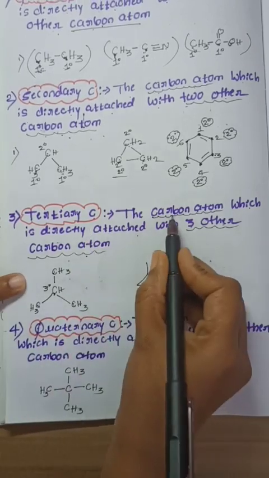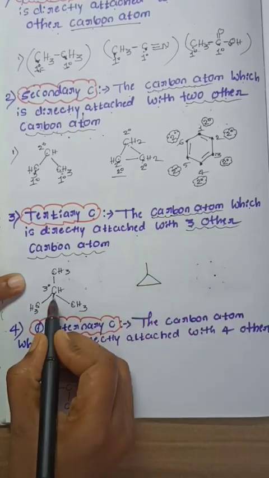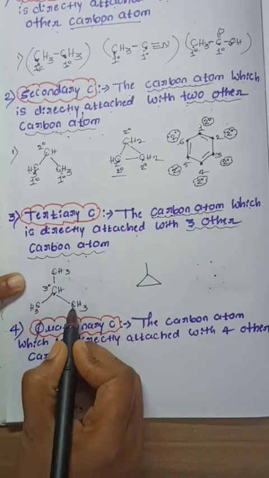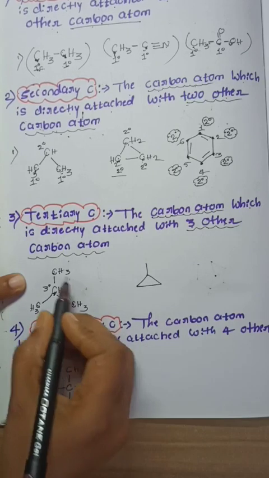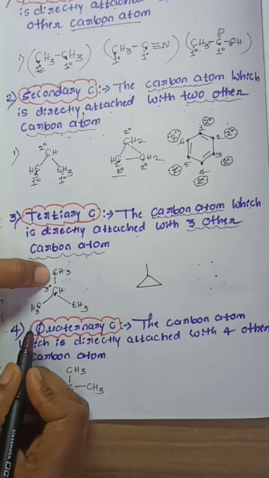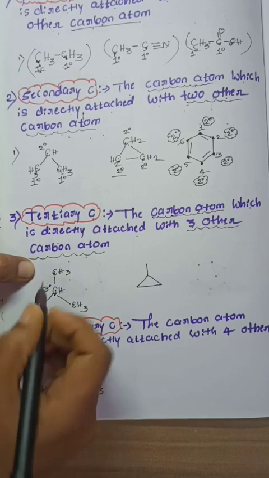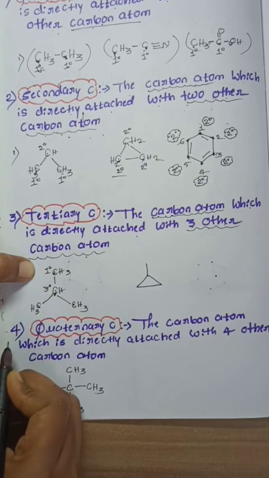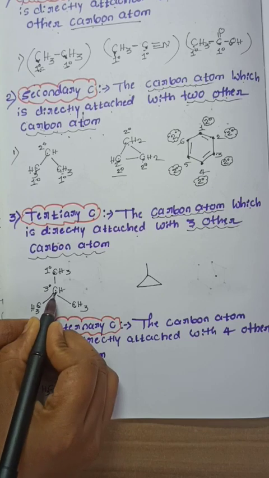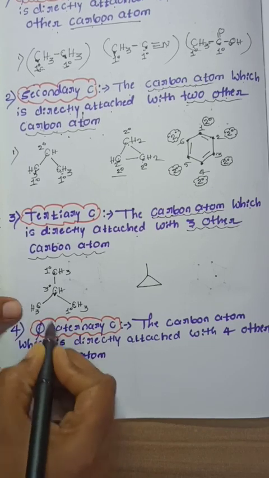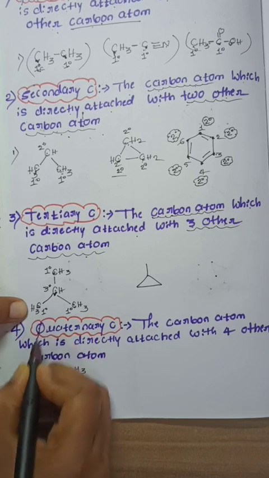Now, tertiary means what? The carbon atom which is directly attached with three other carbon atoms. This central carbon is directly attached with one carbon, two carbon, three carbon, so this one we call tertiary. Similarly, this one, what type of carbon? This carbon is directly attached with only one carbon, so we call this primary carbon. Likewise, this carbon is directly attached with only one carbon, so this is primary. And this carbon is also directly attached with only one carbon, so we call it primary.